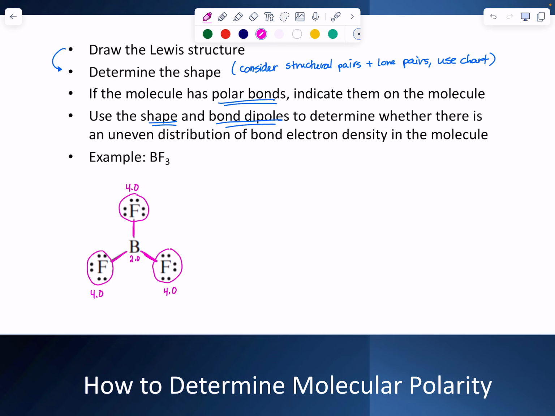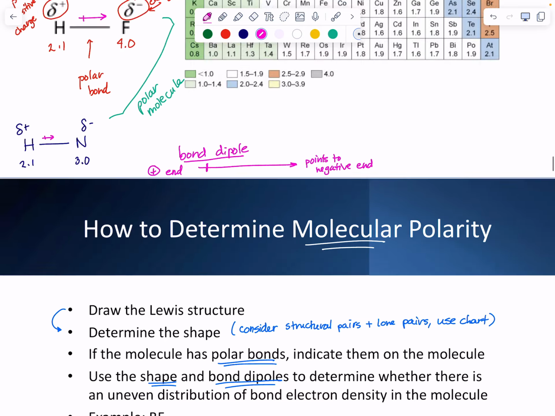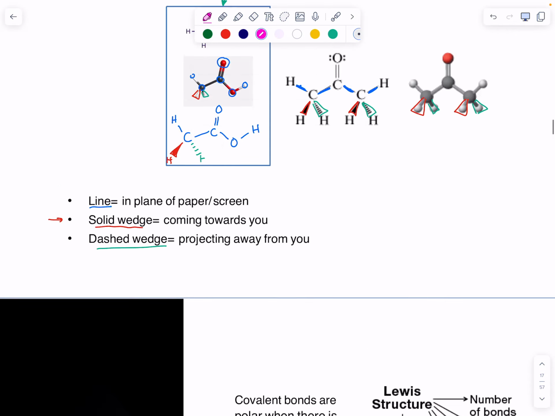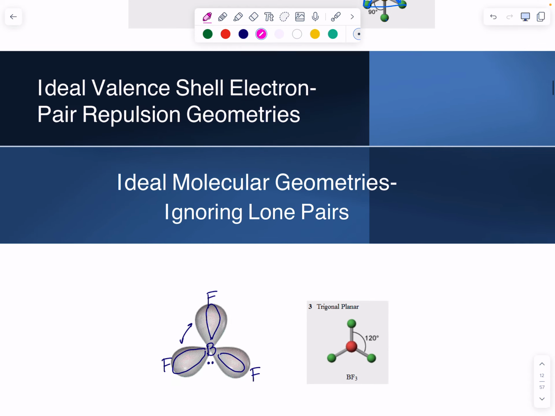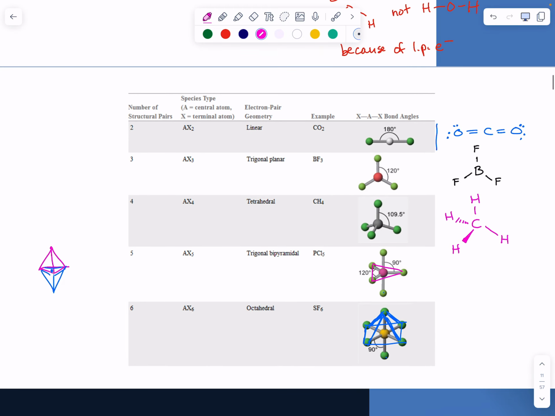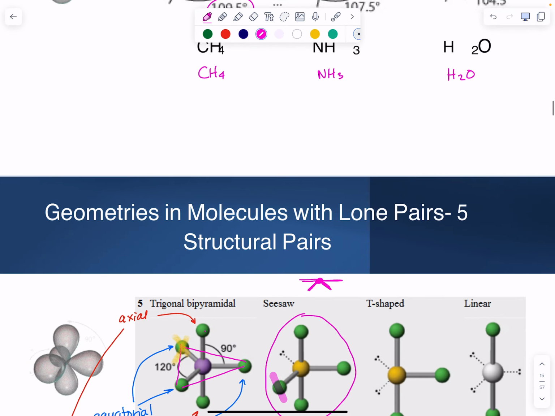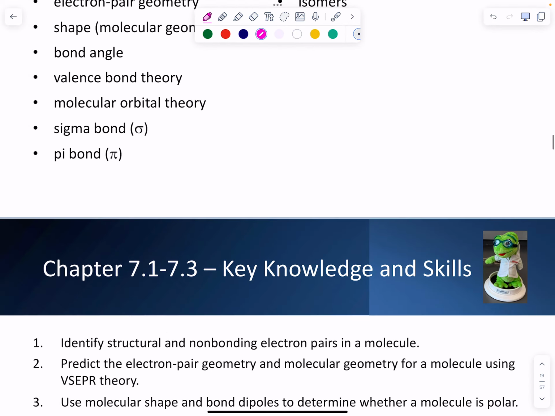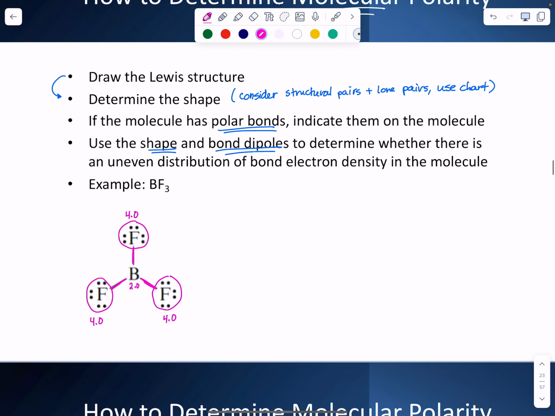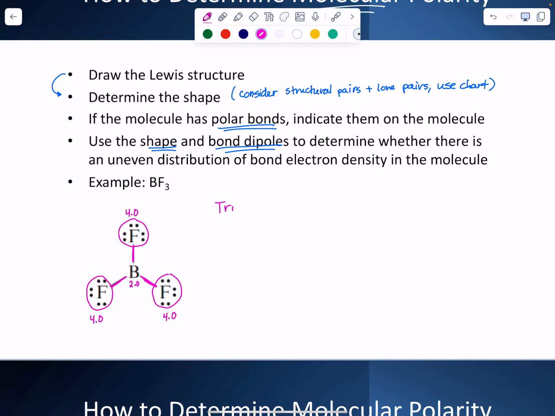All right, so for this molecule, I've got three things attached to my central atom. So if we go all the way back to the chart, here we are in BF3. It happens to be one of our examples for when you have three things attached. Our geometry is trigonal planar. So now let's go back. All right, so we've got trigonal planar geometry.